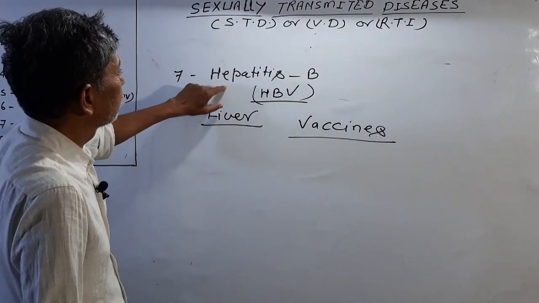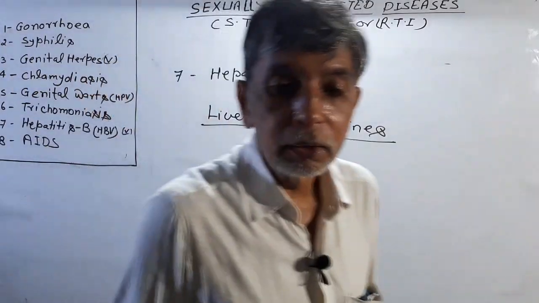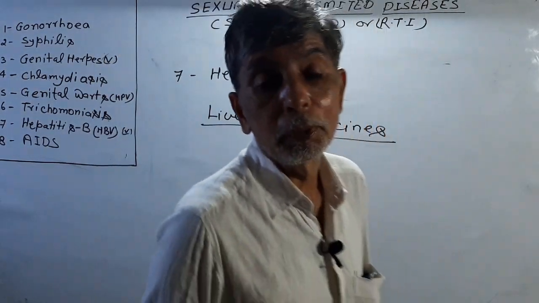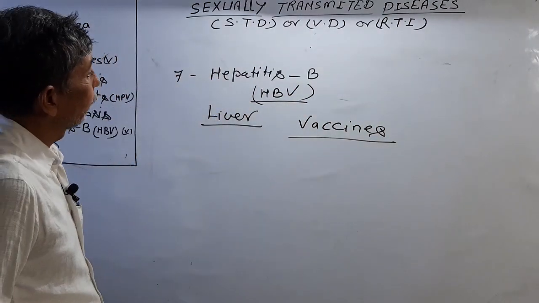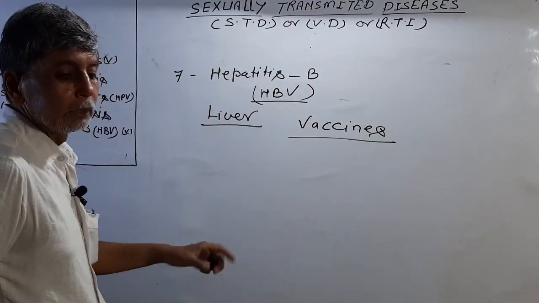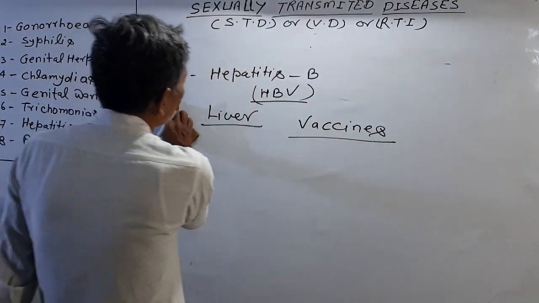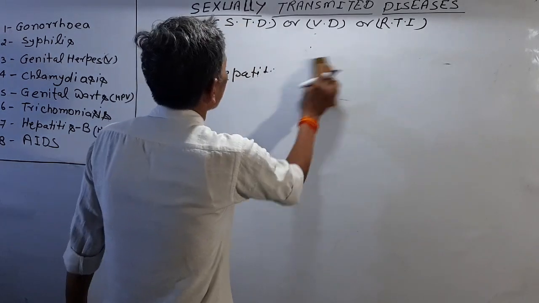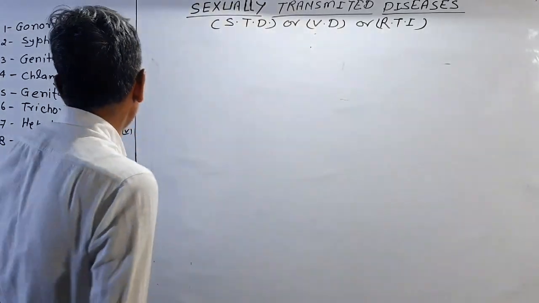Hepatitis B is a very common disease, and it is also an STD, because it also spreads from one person to another by sexual intercourse. So we study here that hepatitis B also enters our body through blood, through needles, or any devices related to blood. So hepatitis B is also an effective disease that affects human beings.